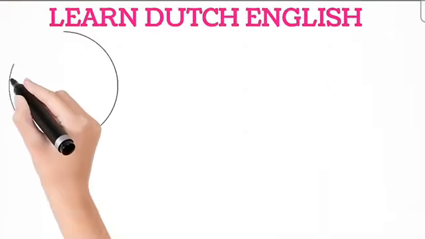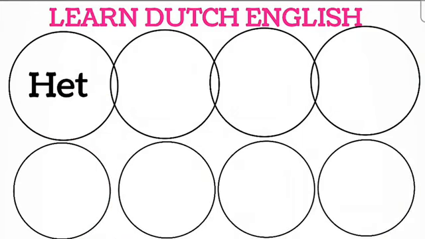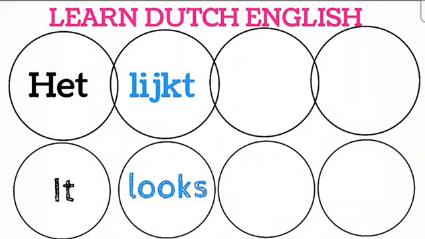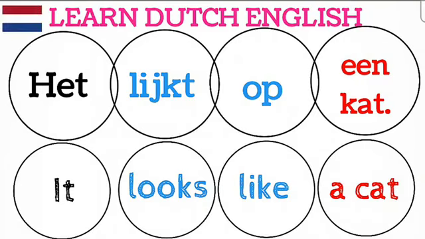Learn Dutch. Nederlands leren. Het. In English, it. In Dutch lijkt op. In English, looks like. In Dutch, een kat. In English, a cat. Het lijkt op een kat. In het Nederlands. It looks like a cat. In het Engels.